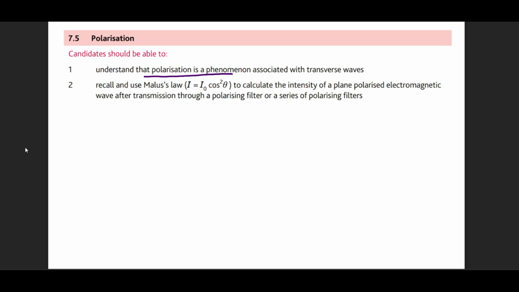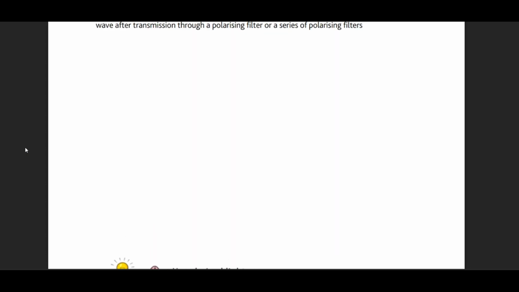So what is polarization? Polarization is basically filtration, or you can say making sure that the wave, or the particles of the wave, only oscillate along just one plane of our choosing. A diagram actually explains this very well.